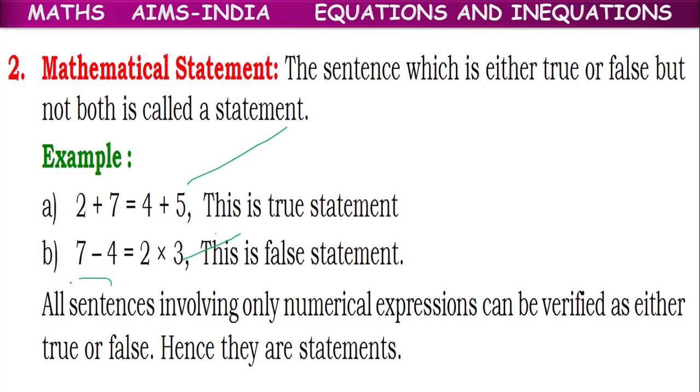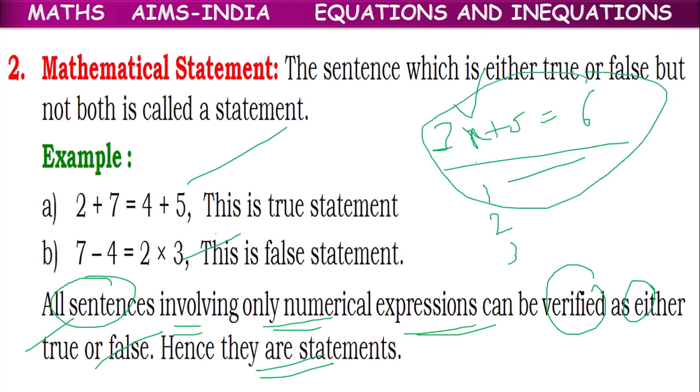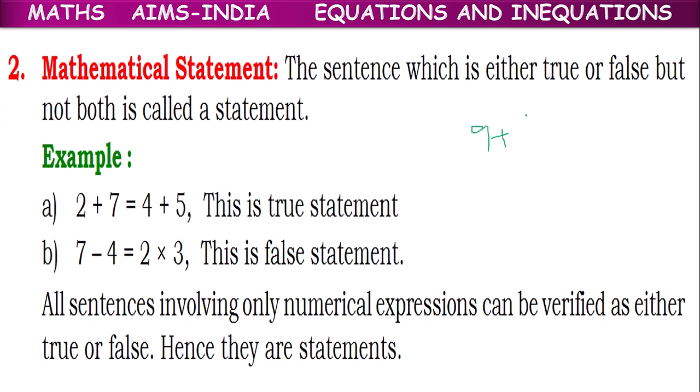Means all sentences involving only numerical expressions can be verified, either they are true or false, hence they are statements. Suppose if you have 3x plus 5 equal to 6, we cannot tell whether it is true or false because we have a variable here which is open for any value. So if we have variables, we cannot tell whether they are true or false. So we can tell the numerical expressions, the sentences which are having only numerical expressions.